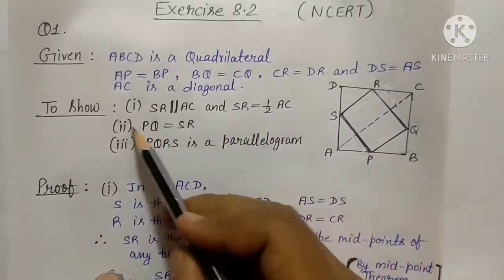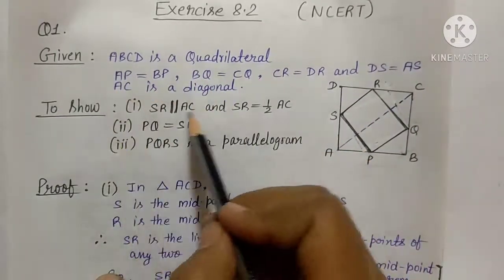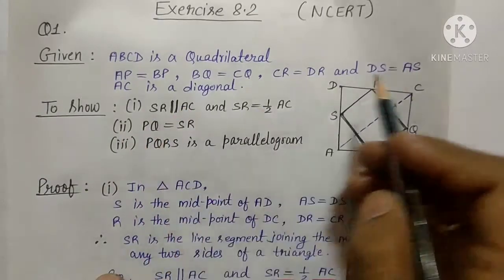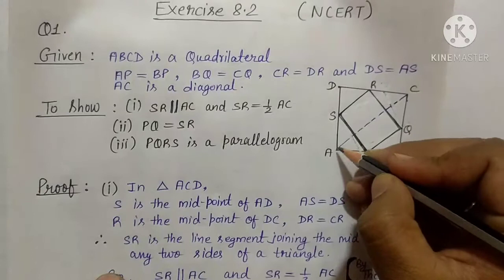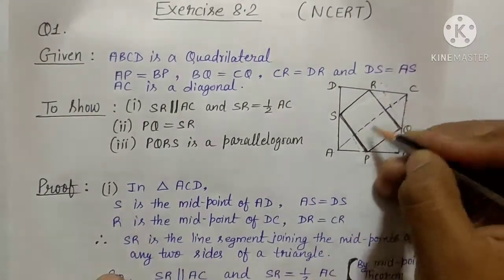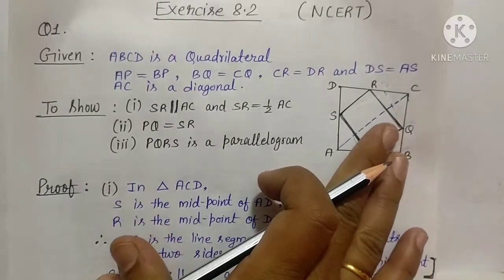As you can see, I have drawn the figure of question number 1 in our copy. We have written the given parts, and what we have to prove, first, second, third, I have written here. In the first part, we have to prove that SR is parallel to AC, and that SR is also half of AC. Now this reminds us of the midpoint theorem.